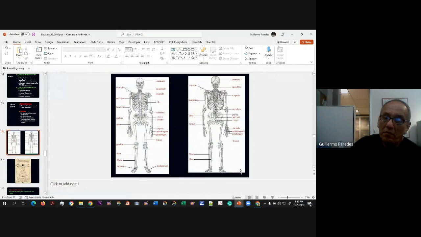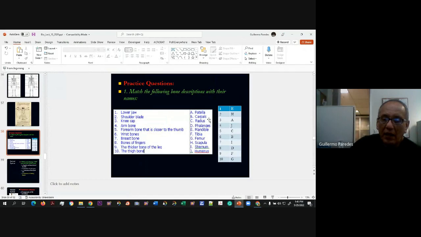There are many more. Anatomical position. Patella, carpal, radius, phalanges, mandible, tibia, femur, scapula, sternum, humerus. Phalanges are the distal portions of your hands, right? Phalanges: proximal, medial, and distal. The big finger, the thumb, has only proximal and distal. There is no medial. The same happens with the toes.